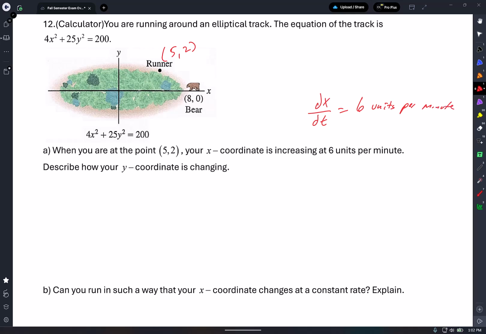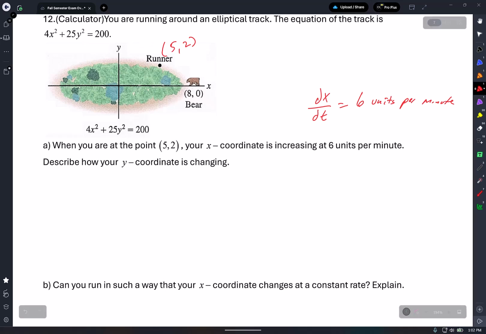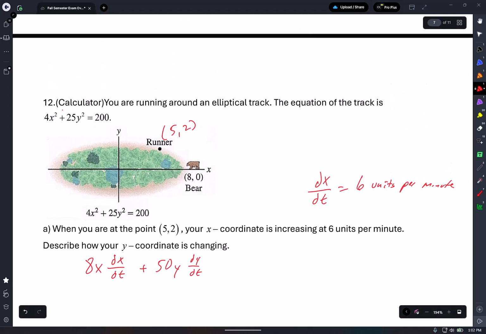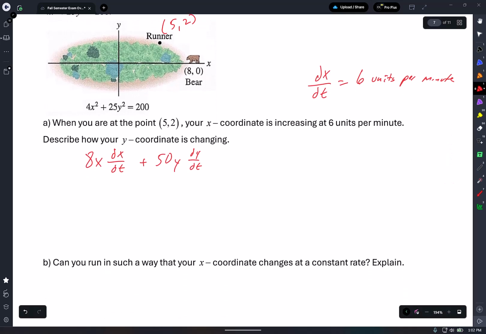All right, no big deal. Describe how your y-coordinate is changing. Okay, so we got to take the derivative, but not with respect to x or y, but with respect to t. So here we go. I'm going to go 8x dx/dt plus 25 times 2, that's 50y dy/dt, equals 0. And you can actually use a calculator on this one. I don't see any issues at the moment. Let's keep going.